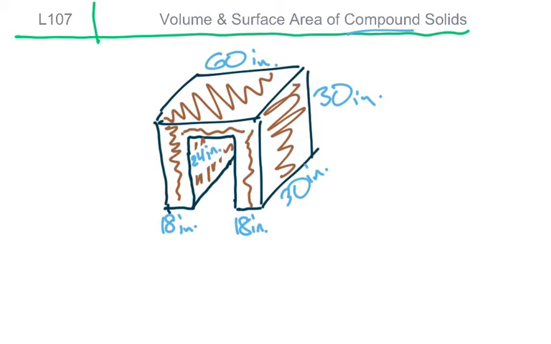So L107, Happy Freya's Day, volume and surface area of compound solids. A compound solid is basically anything that I can break up into other parts. And we've seen that before. This is a desk. It's not the best picture of a desk. It is what they give us, though, or what I was able to draw.